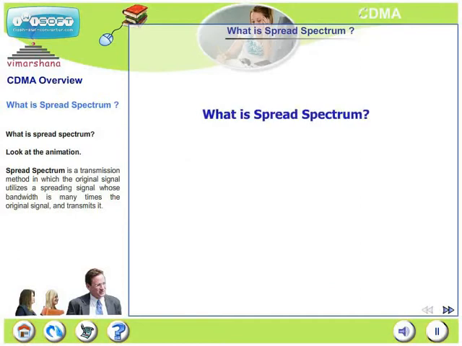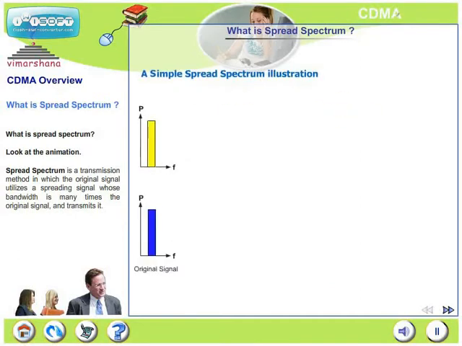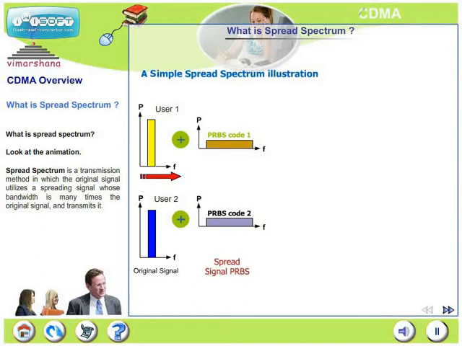What is spread spectrum? Let's look at the animation. Spread spectrum is a transmission method in which the original signal utilizes a spreading signal whose bandwidth is many times the original signal, and the spread signal is transmitted over the air.